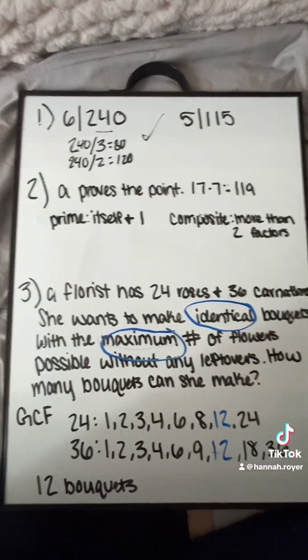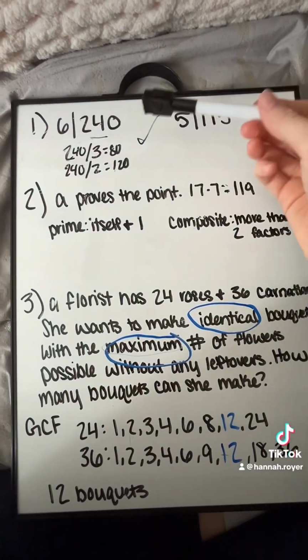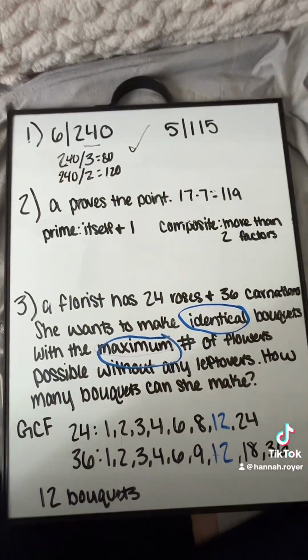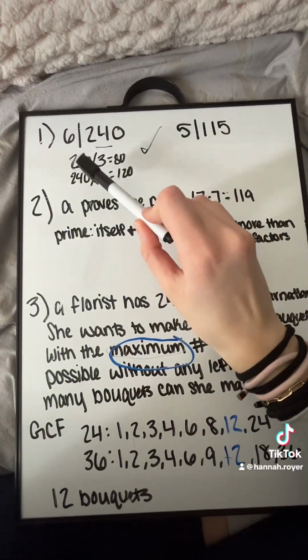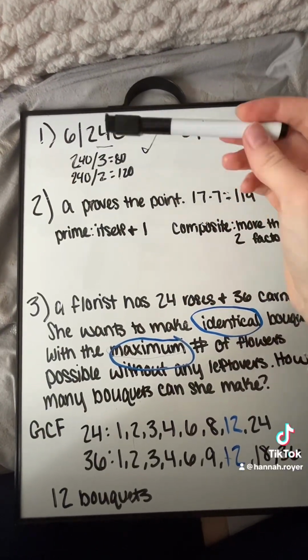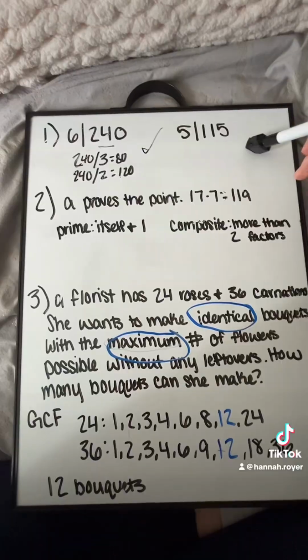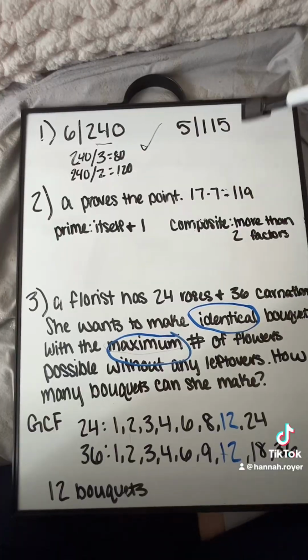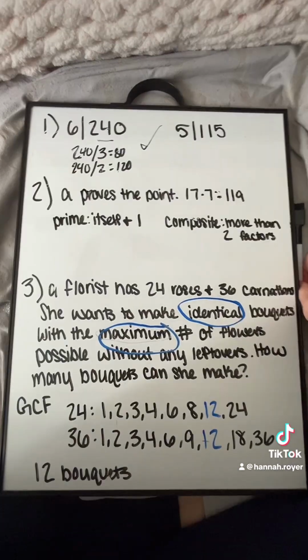For number 1, I had to do a divisibility test. The first one was 6 and I chose 240, because to be divisible by 6, it has to divide by 3 and 2. 240 worked because 240 divided by 3 is 80 and 240 divided by 2 is 120. So that one worked. And then for 5, any number that ends in 5 or 0 is divisible by 5. So I knew 115 worked because it ends in a 5.